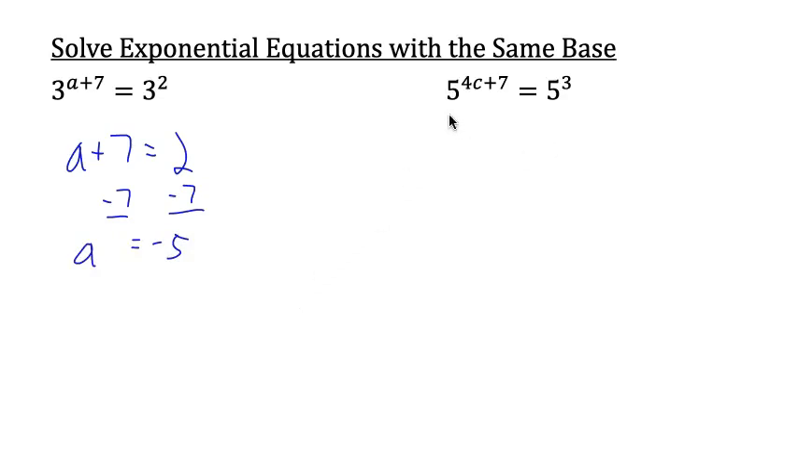Similarly, here we have 5 to the power of 4c plus 7 equal to 5 to the third power. The bases are the same, and these two exponential expressions are equal to each other. So we can say that the exponents are equal to each other. And we just need to use our inverse operations to solve for c.